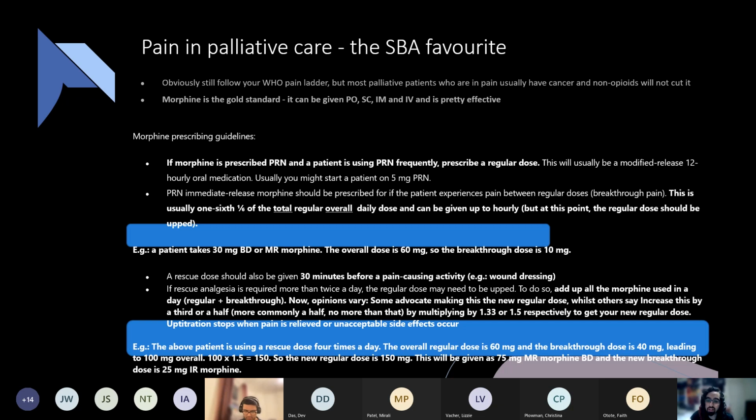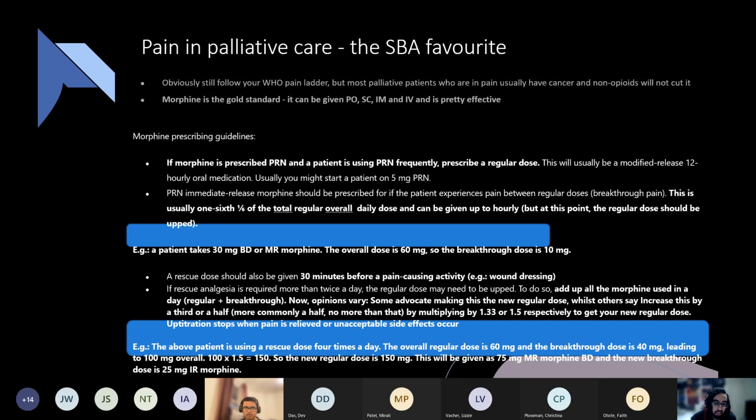Does the rescue? Yeah, the rescue dose is just synonymous for breakthrough. Sorry about that, should have been clear. So the new regular dose is 150. So now they're taking 75 milligrams BD. Does that make sense? If that doesn't make sense to anyone, because this is quite important, say so, or go through it again. So you add up everything they're using in a day, regular and PRN.